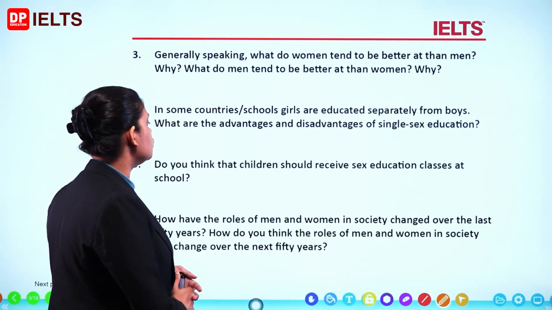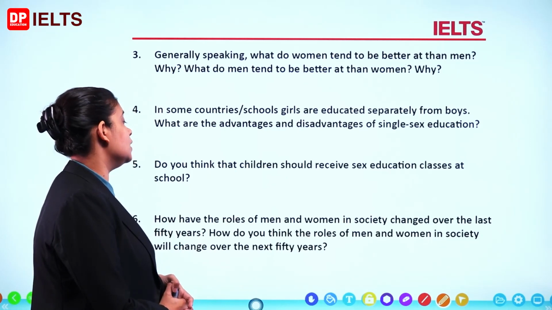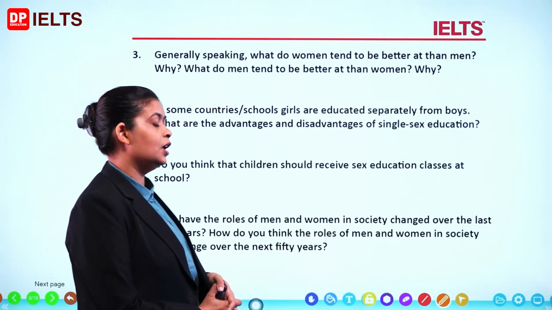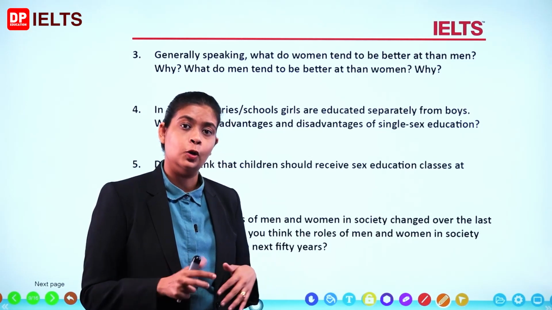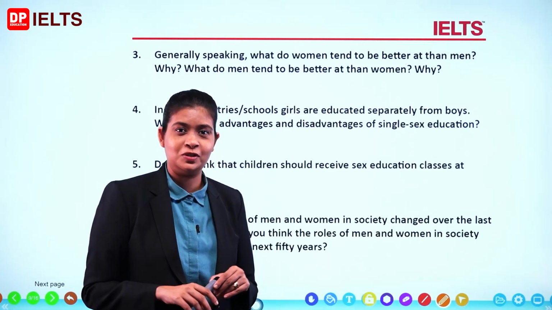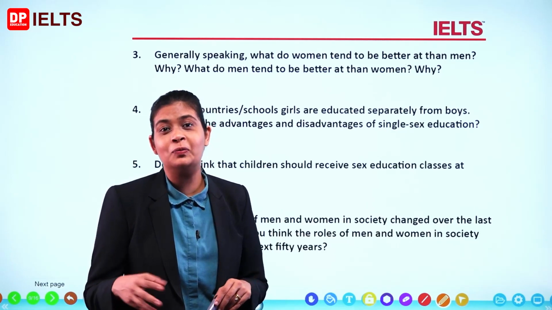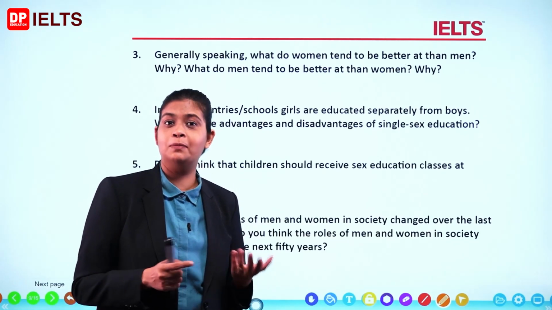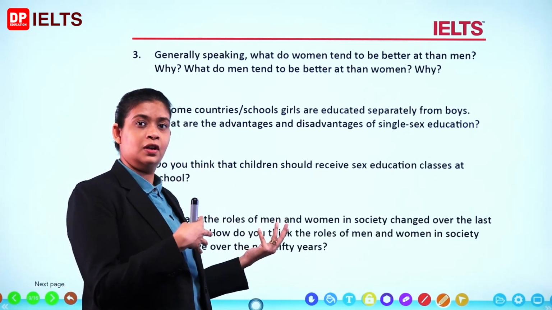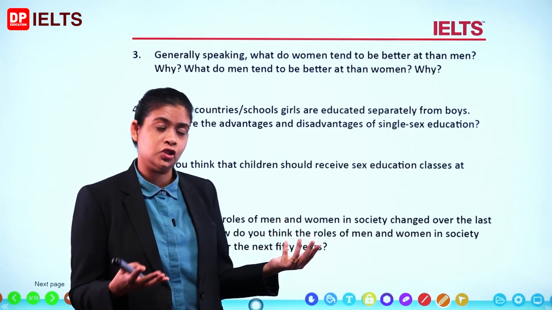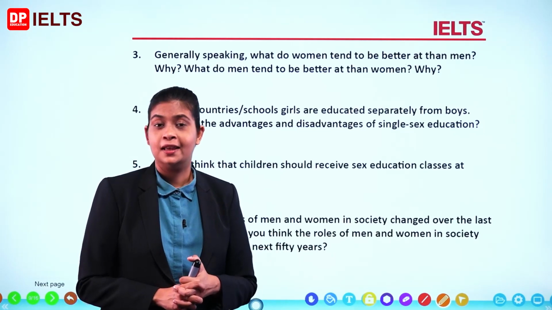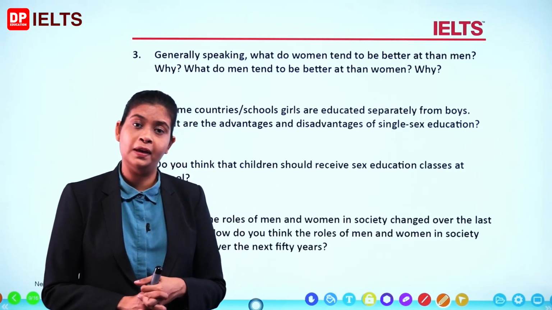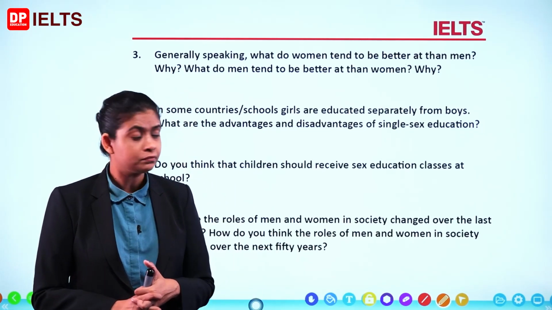Do you think that children should receive sex education classes at school? Now, this is a taboo topic in Sri Lanka. Lots of people don't want to talk about it, and it might be a problem when I talk about it, but I'm doing it in terms of teaching you language, teaching you ways to answer these kind of questions that could actually come up at your IELTS exam.